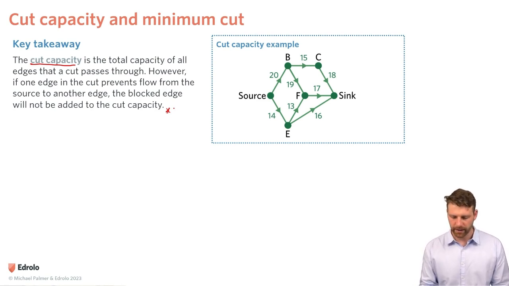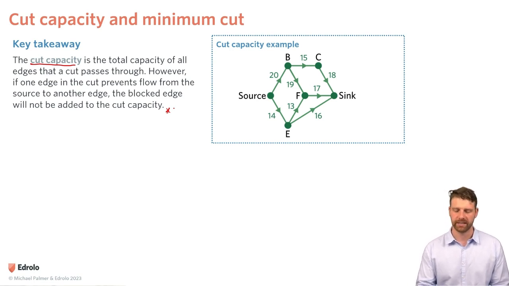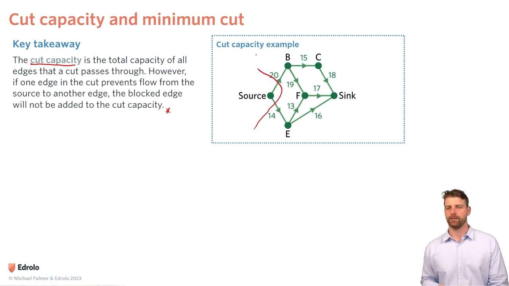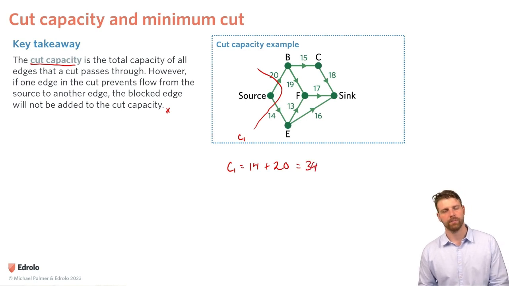So, okay, I've got a cut capacity example. I'm going to draw a few cuts, and I'm just going to draw a really simple one here. It's really clear to me that I could cut all the flow off by doing a cut there. So let's call that C1. If I work out the weight of C1, or the cut capacity, this is equal to the weights of all the edges I passed through. So I've got 14 plus 20. That gives me 34. Okay, so I found a cut. There are other cuts I can find.